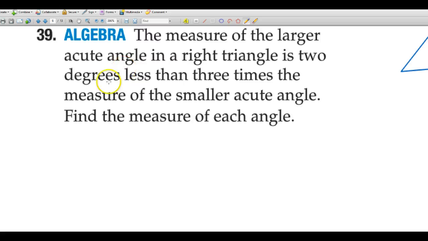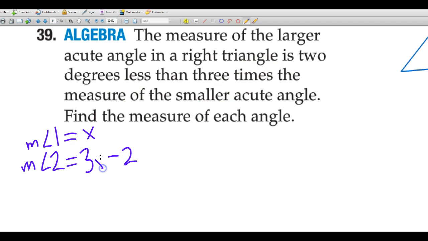So our two angles, if we call one of them angle 1 and one of them angle 2, one of them we don't know, so we would just call it x. And the other one, in terms of x, is 2 degrees less, so minus 2, from 3 times the measure. So 3 times x. So it is 2 degrees less than 3 times the measure of the smaller acute angle of x.